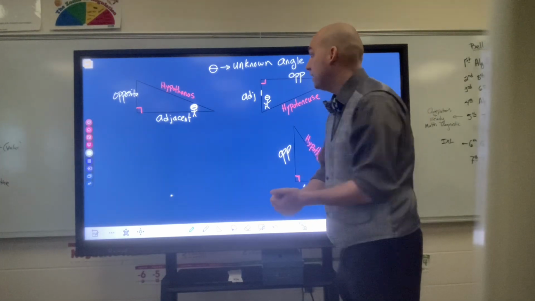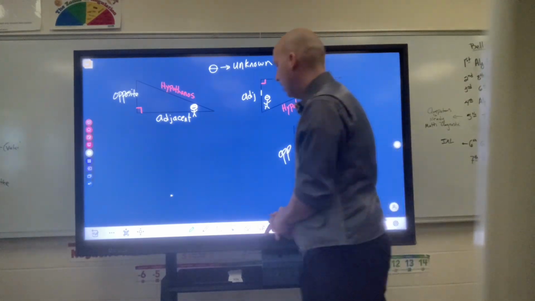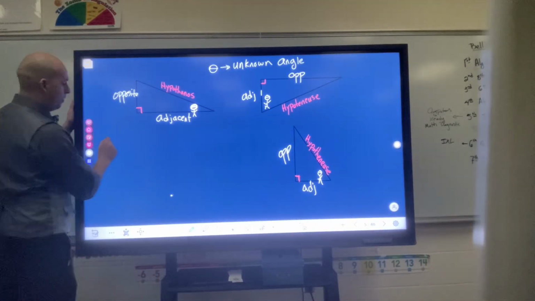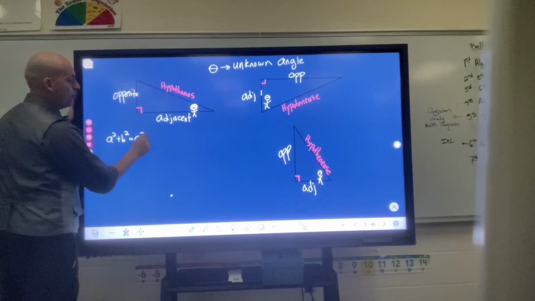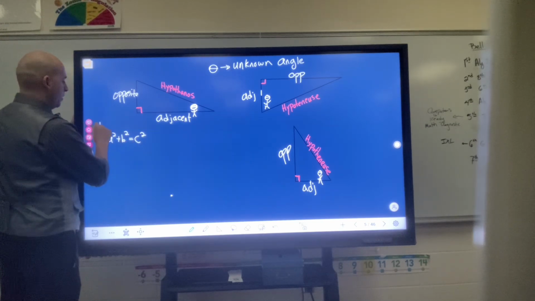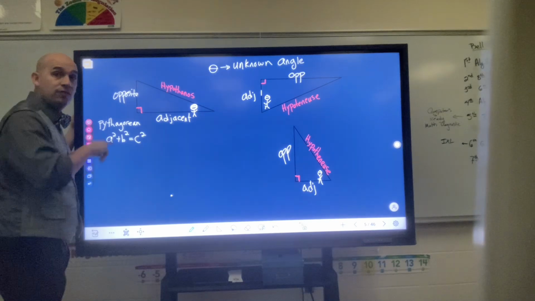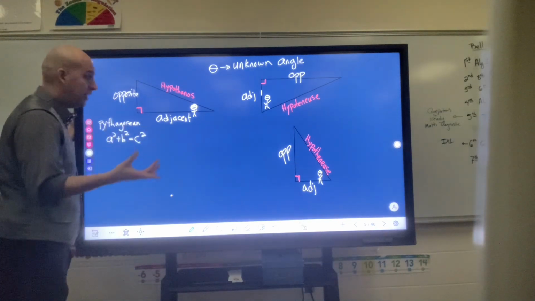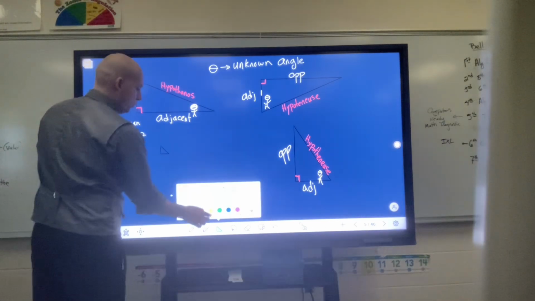Now, the other thing to practice is, what if I want to figure out one of the missing sides? We have the Pythagorean theorem: a squared plus b squared equals c squared. Everybody knows the Pythagorean theorem. But that only works if you know 2 of your 3 sides. So what if I have a triangle where I don't have 2 of the 3 sides?